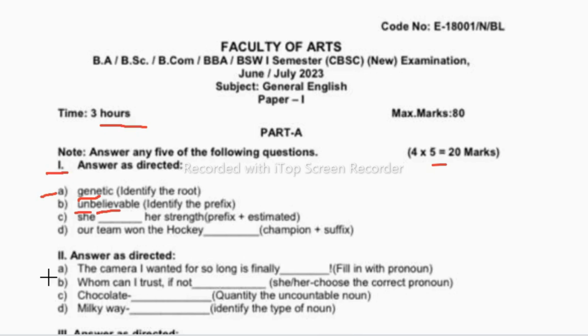Now let's move to the second question. Here again, you will get 'answer as directed'. They'll direct you in the bracket what you have to do. 'The camera I wanted for so long is finally dash.' Fill in with the pronoun.